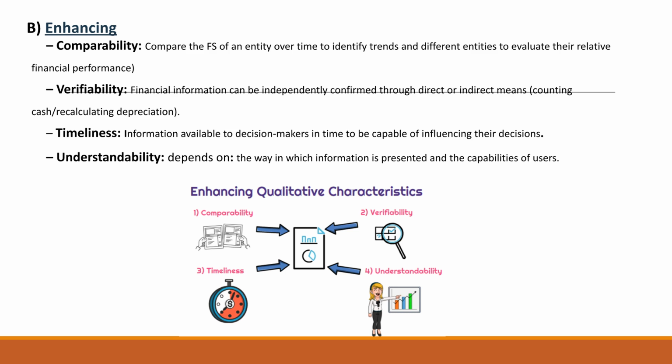Comparability allows users to compare a company's financial statements over time to identify trends, or to compare different companies to evaluate their relative performance. Verifiability means the information can be independently confirmed, either directly, like counting cash, or indirectly, like recalculating depreciation. Timeliness means the information is available when it's needed, in time to influence decisions. Outdated information is less useful. Finally, understandability means the information is presented clearly and concisely, taking into account the capabilities of the users. It's no use having accurate information if no one can understand it.